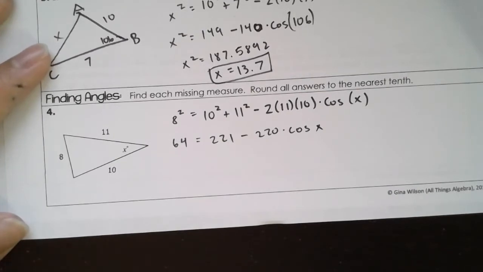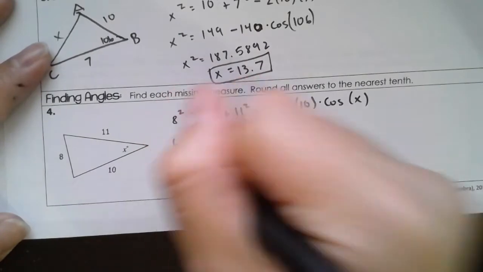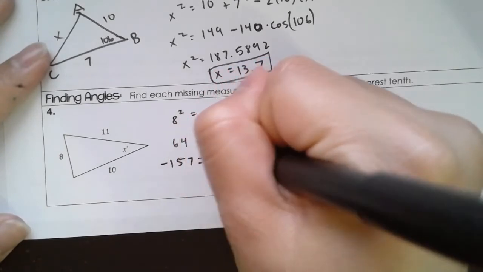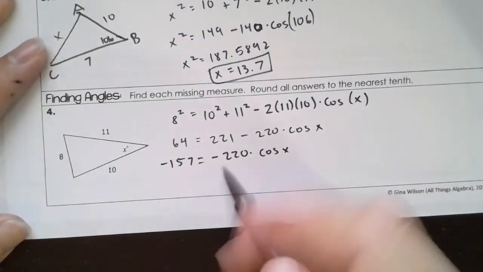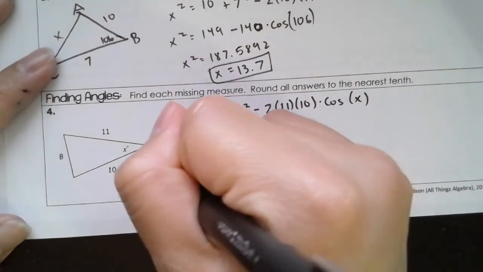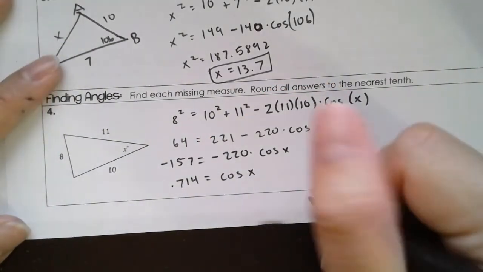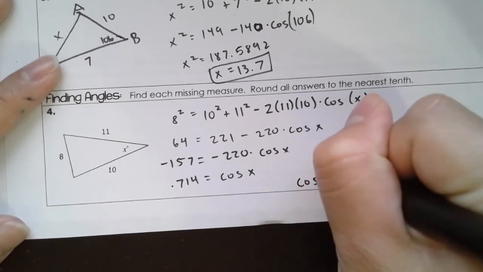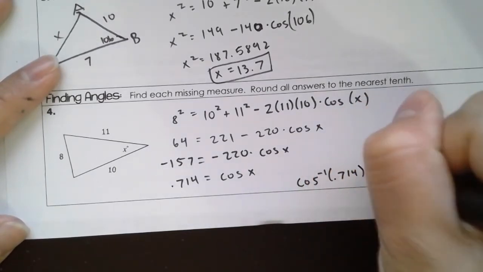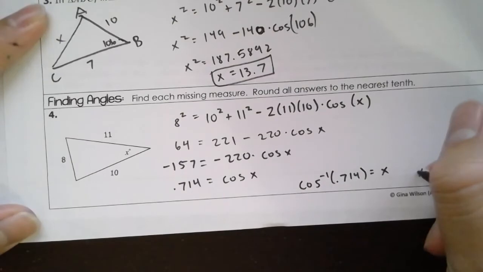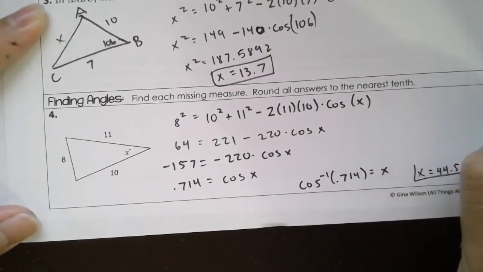From here you're going to get some negative value, because you subtract 221 from both sides. So we get negative 157 is equal to negative 220 times cosine of x, and when you divide both sides, you get 0.714 is equal to cosine of x. Then you take the inverse cosine of 0.714. That's going to give you the angle measure, and in your calculator, x is equal to 44.5 degrees.